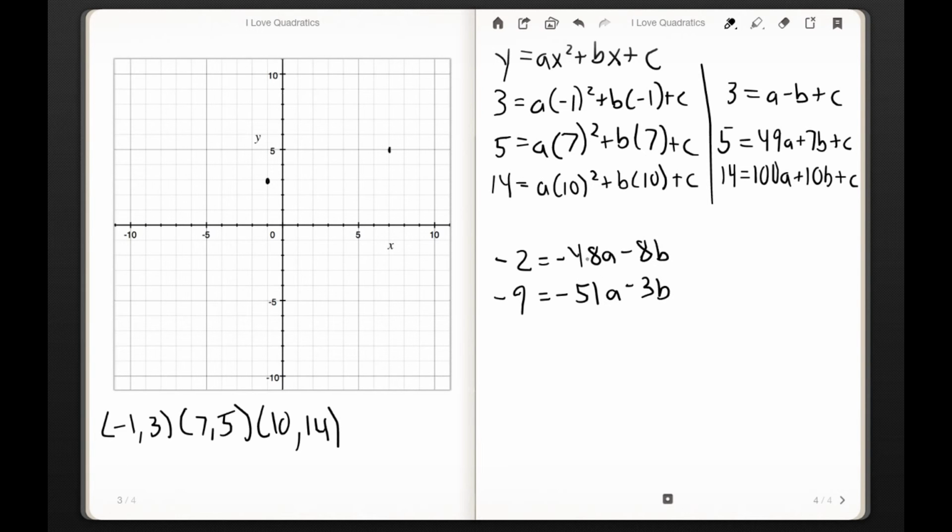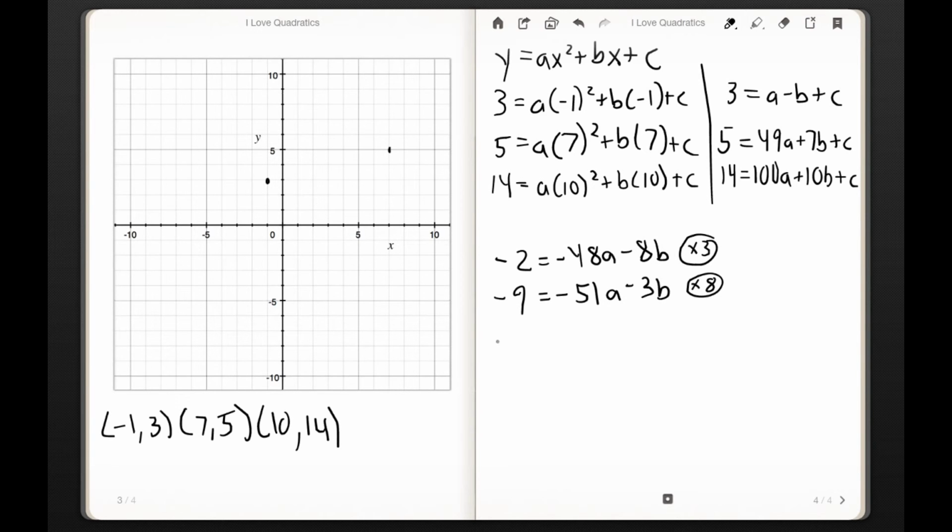So now this is a little bit harder because these numbers here don't exactly go with each other very well. But let's see. We want to find a lowest common multiple for 48 and 51 to get the same number of a's, or the same number of b's by finding the LCM for 8 and 3. Well, 8 and 3 is obviously going to be a lot easier. What is the lowest common multiple of 8 and 3? It's 24. So to get to 24b, we're going to multiply this equation times 3 and multiply this equation times 8.